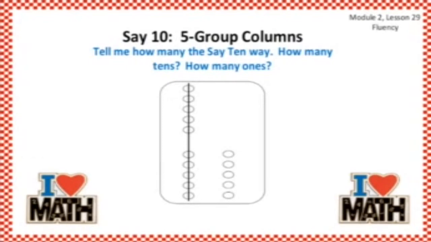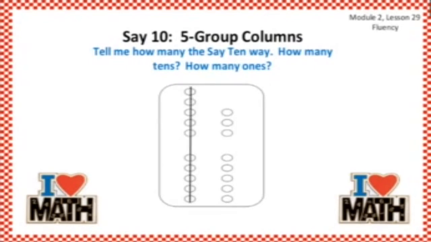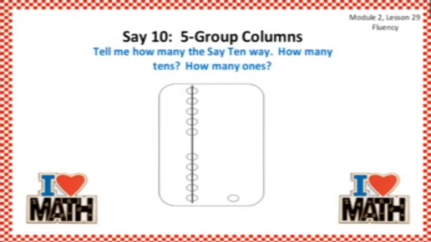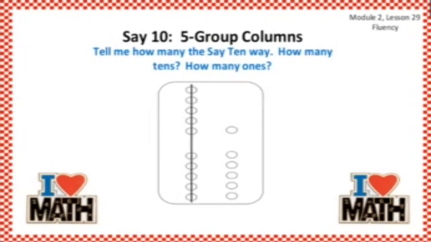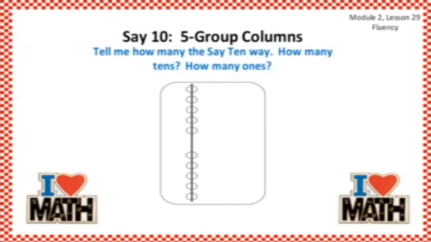So I have here 15, which is 10 5, 1 10, 5 ones. And what about these? 10 8, 1 10, 8 ones. What about these? 10 1, 1 10, 1 one. What about these? 10 6, 1 10, 6 ones. What about these? 10. That's just 1 10. What about these? 10 9, 1 10, 9 ones.